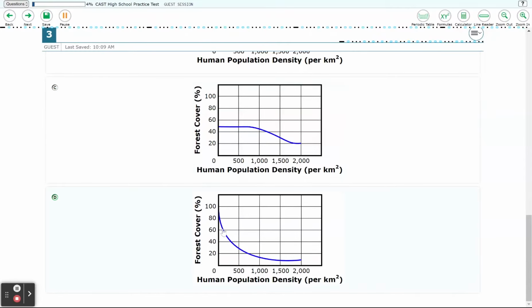In this final one, we see that it dips down to 10%. Again, it does level off. Of course, this one levels off at 10%. This one levels off at 20%. So presumably this one would be better.